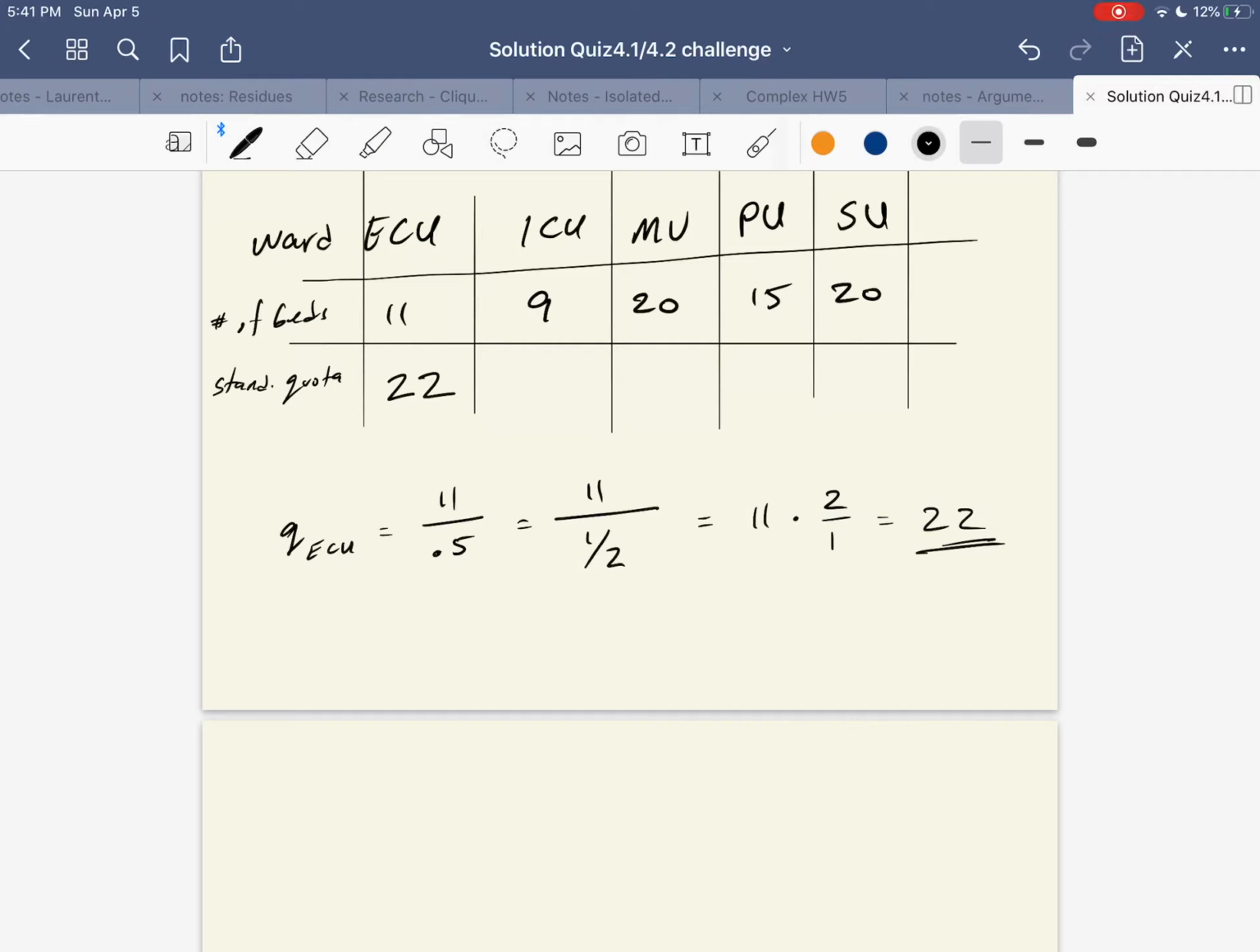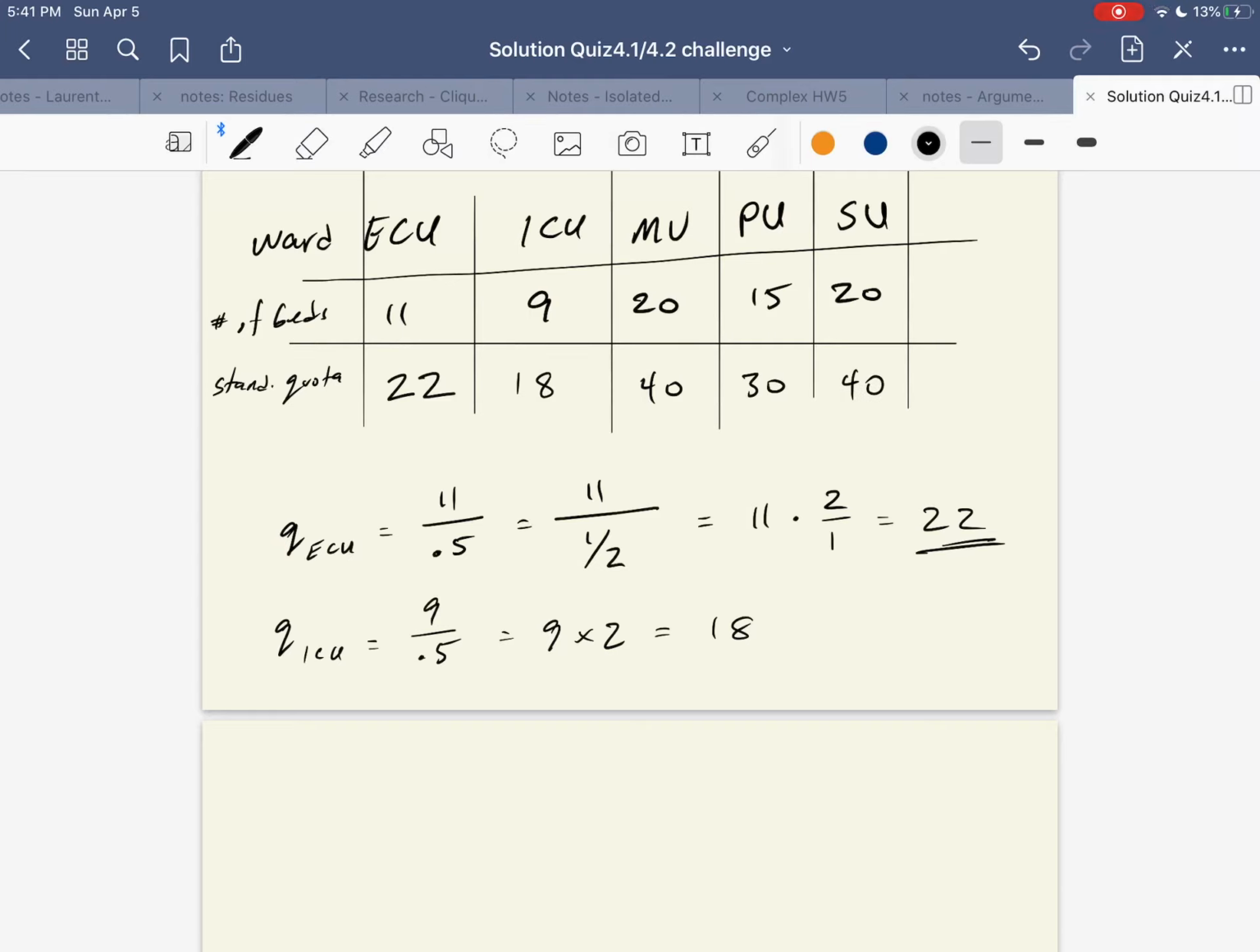Similarly, because we're just dividing by 0.5 each time, which is the same thing as multiplying by 2, the quota for the ICU is going to be 9 divided by 0.5, which is the same thing as 9 times 2, which is 18. So 18 there. Double it again: 40, 30, and 40 again.